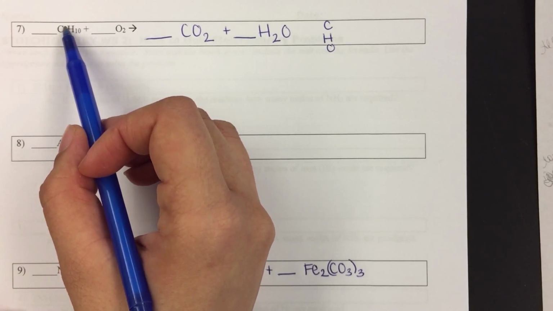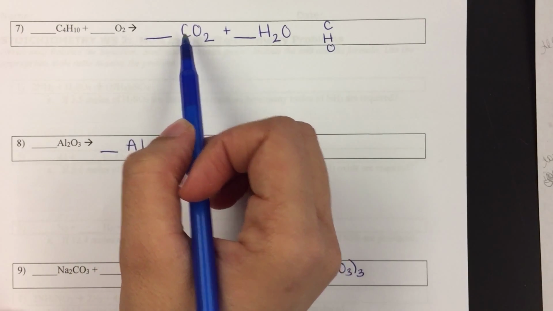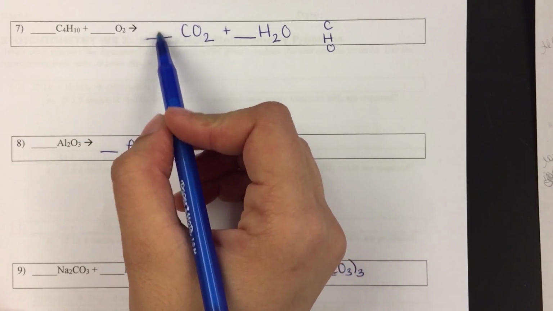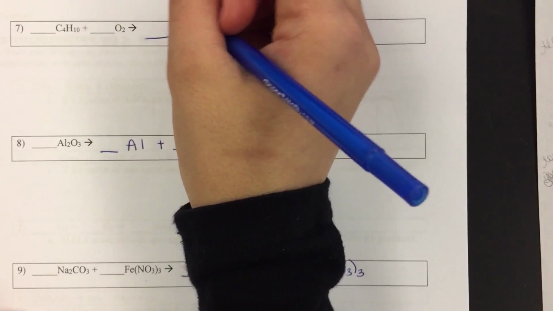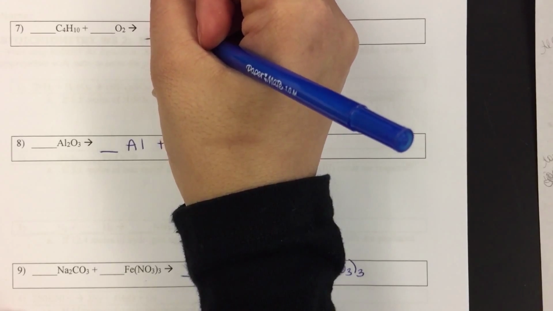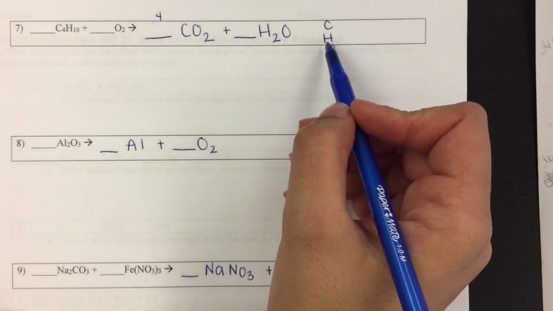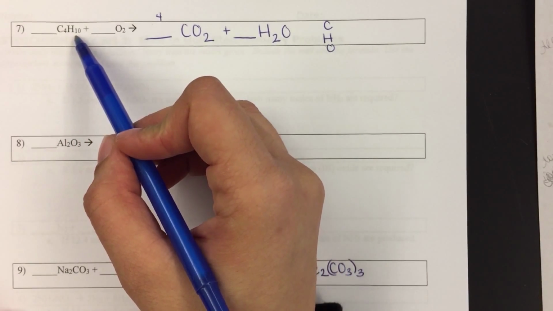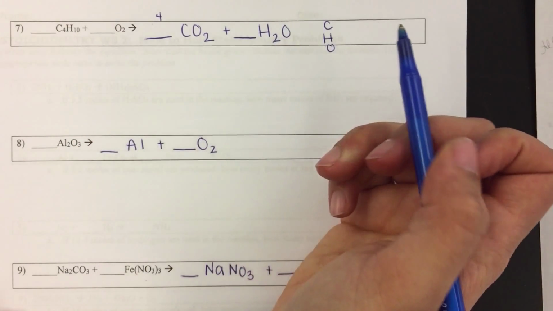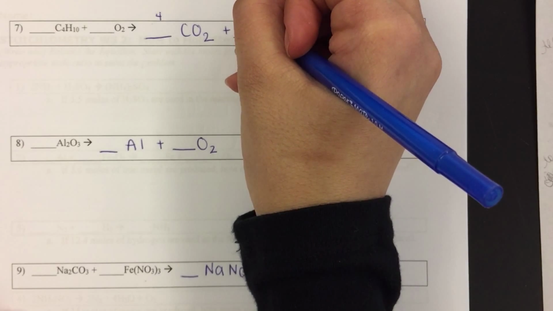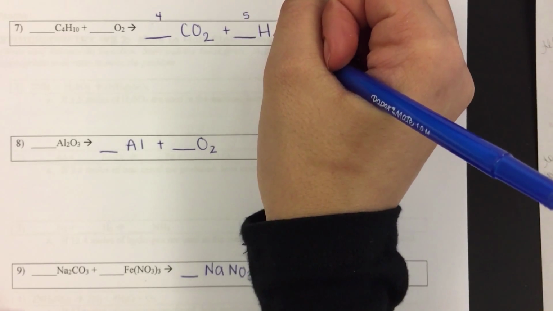So I have 4 carbons here, but I only have 1 here, so I'm going to need 4 over here. But since things can change in this sort of reaction, I'm just going to put this 4 up here. If we go to our hydrogens next, I have 10 hydrogens, but I only have 2 here, so I'm going to put a 5 up here. So 5 times 2 is 10.